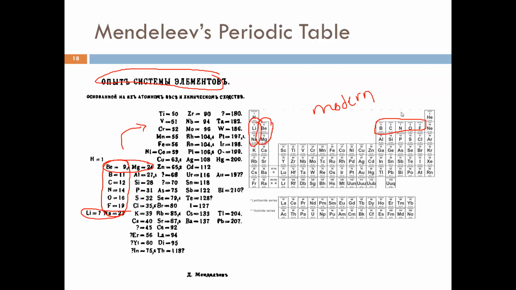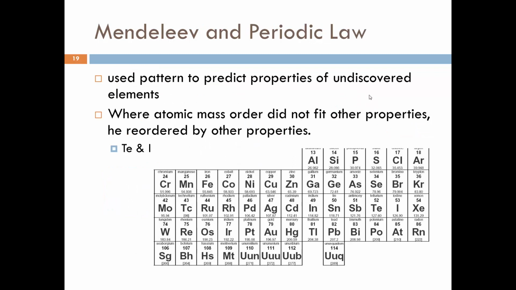He used patterns to predict the properties of undiscovered elements as well. And if we look at Te and I, look at the masses that are leading up to it. 114, 118, 121, 127, 126. It actually goes up and comes back down. That's because he allowed the chemical properties of the elements to dictate where the elements are placed. So he actually made adjustments like that. So that brings us to our modern periodic table.